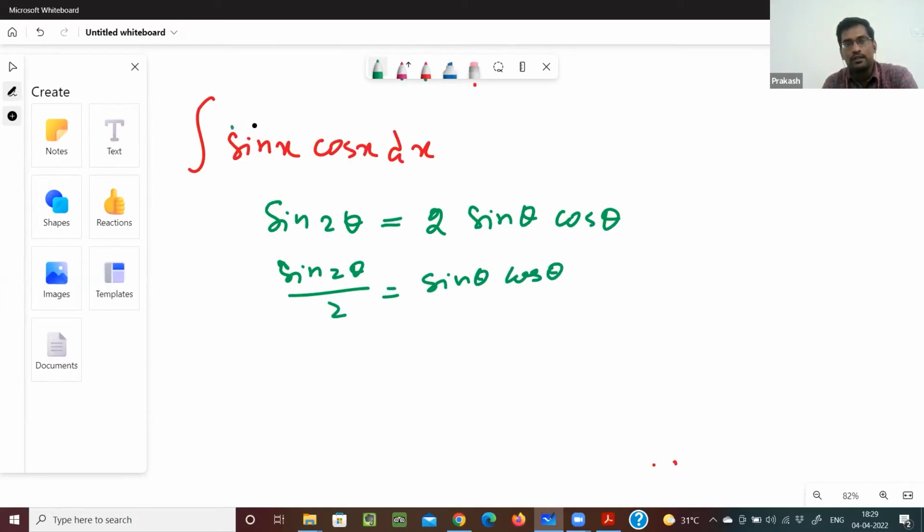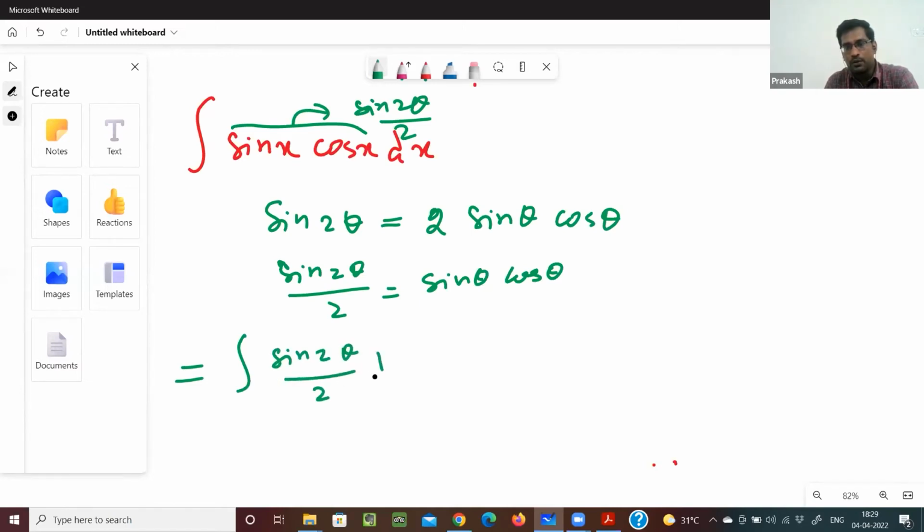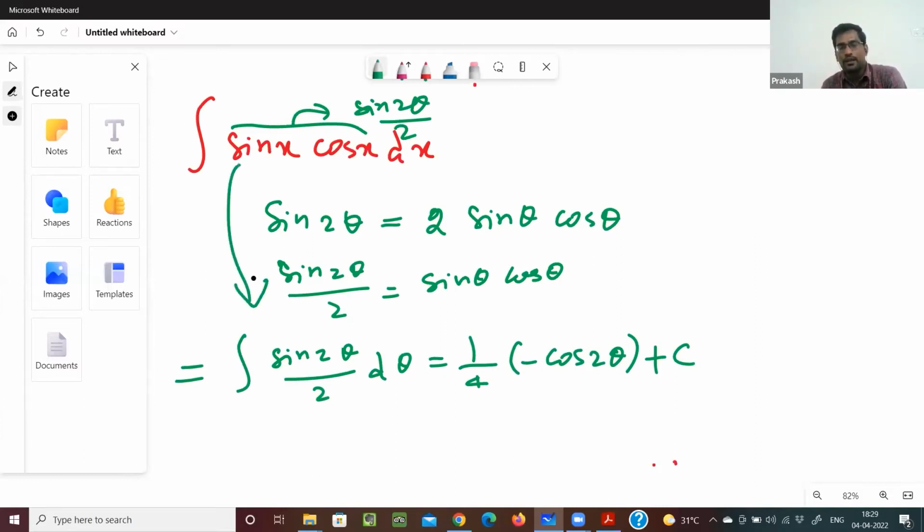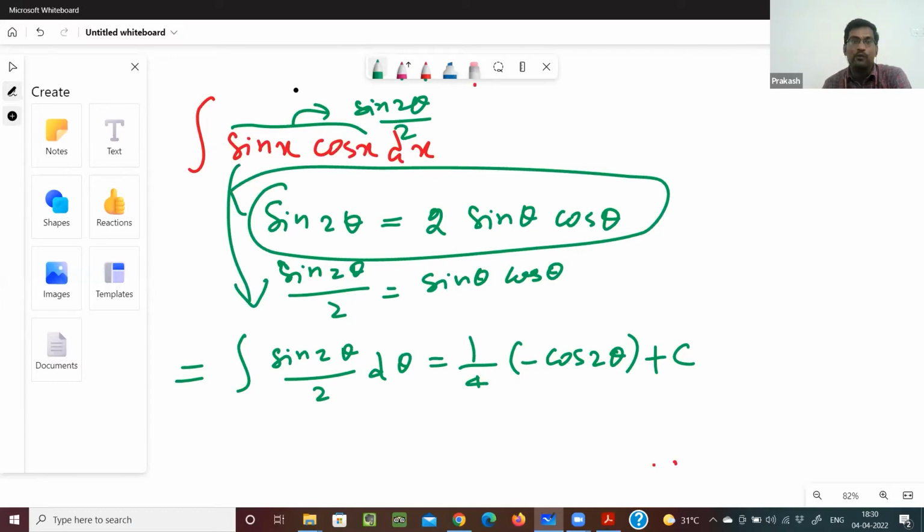So this is nothing but sin 2 theta by 2. Therefore, the given integral we can rewrite as sin 2 theta by 2. So this is nothing but 1 by 4 into minus cos 2 theta plus c. How to rewrite this is very important, because if we don't know this identity, then this integral we can't easily find. Only if you know the trigonometry identities can we directly evaluate the integral. Otherwise, it is very difficult.